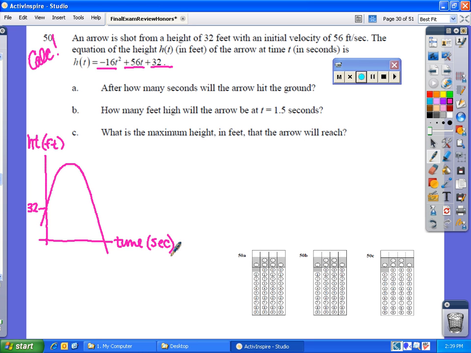Notice that there are at least 2 points of interest here, one being the maximum and 2 being the 0 or x-intercept. This is the maximum height that the arrow can reach, and this is how long it takes for the arrow to come back down to the ground.